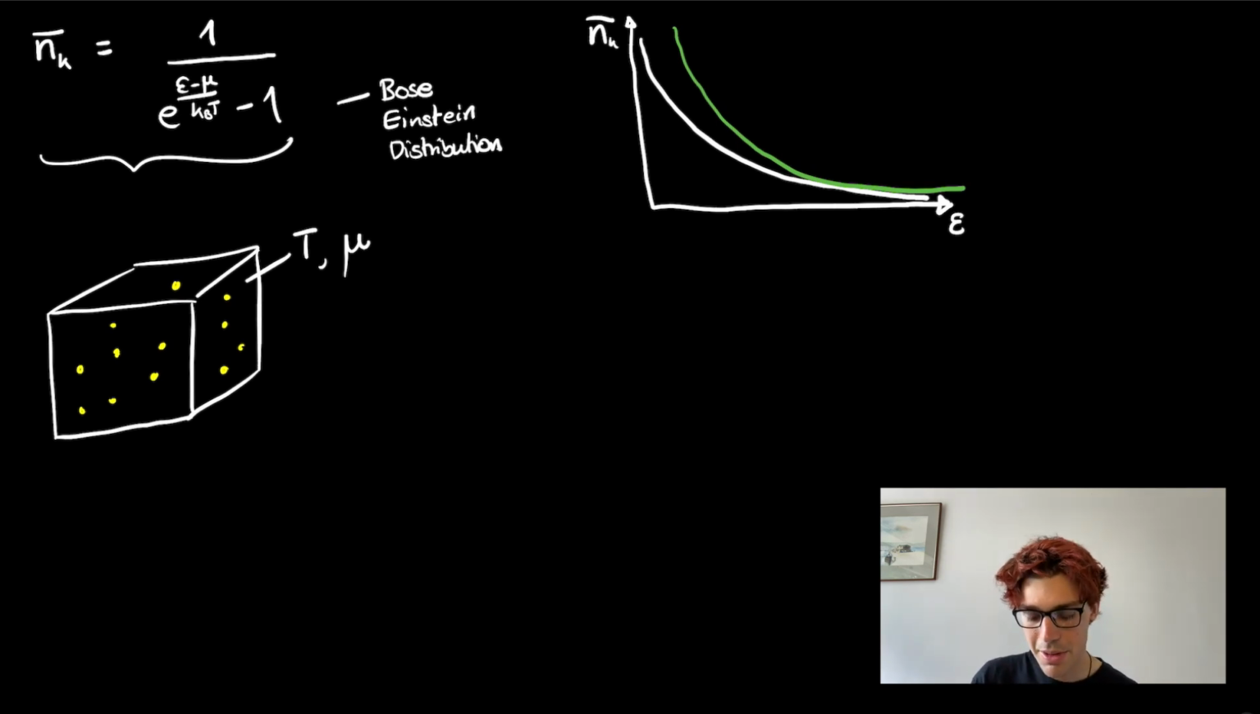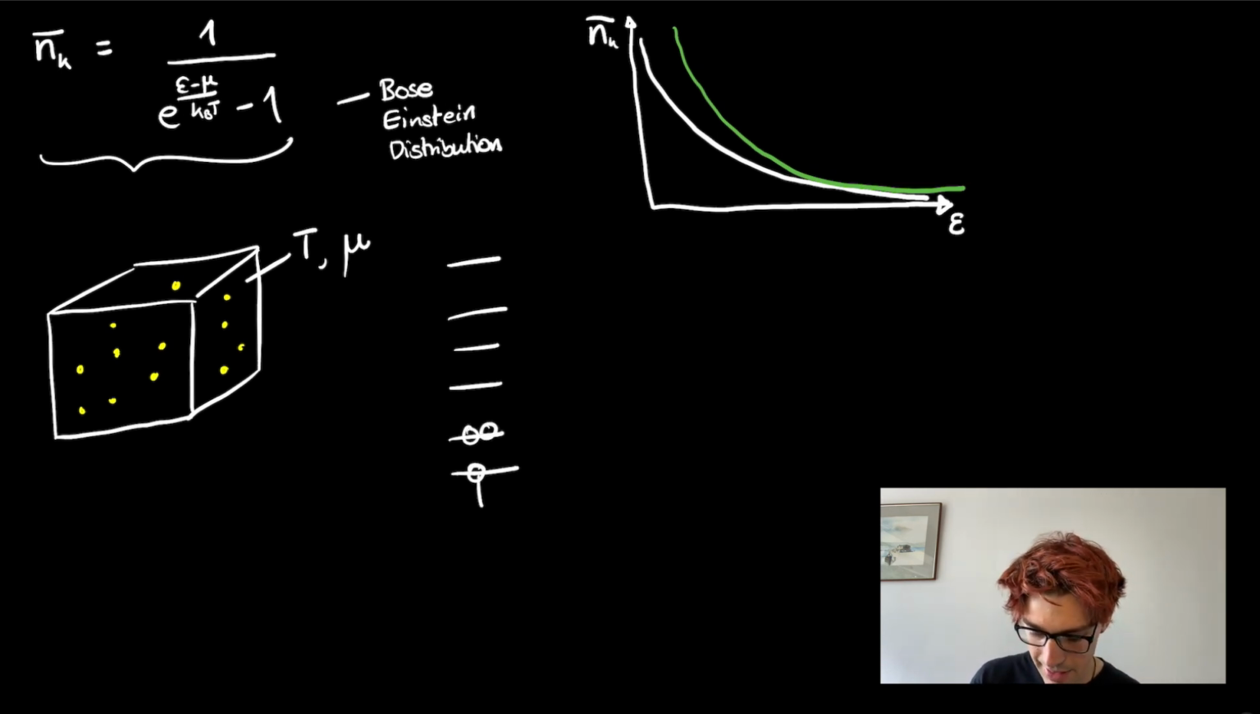Well, we can calculate the total number of particles by simply summing over the average occupancy of each state. If we go through all of our states right here, which I've drawn as rungs on a ladder, then we can just sum up the total number of particles on each state. We can see there's 1 in there, there's 2 in there. We've done this a few times before. So we can obtain the total number of particles just by summing over all the states, which I'm going to call k, the average number of particles in each state.